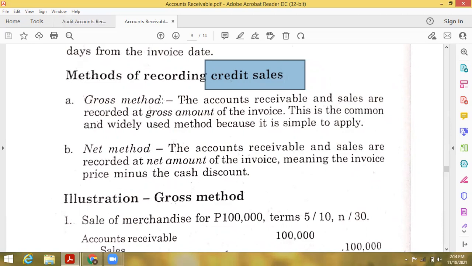Accounts receivable and sales are recorded at gross amount. And yan yung ating ginagamit kahit outside, when you do your work outside, gross method madalas yung ginagamit. Kasi kung magkano yung total ng utang, sige, ilagay na natin. Net method, accounts receivable and sales are recorded at net. Naka-net na siya. Pag net method, ibabawas na lahat agad.